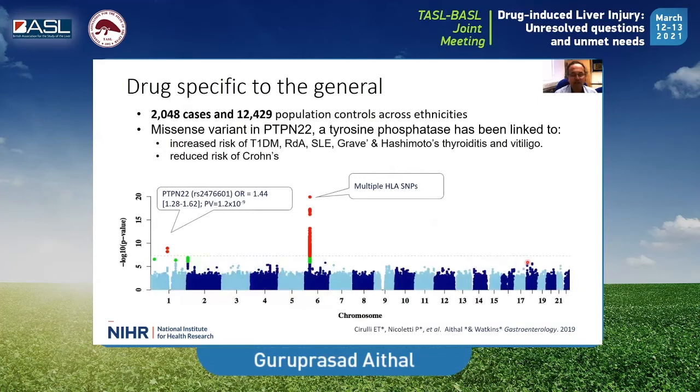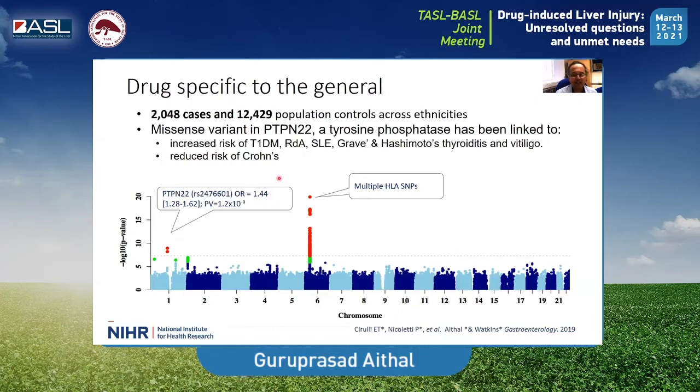Finally, the most recent study, which involved the largest number of cases of DILI, a collaboration between European and US-based researchers, had over 2,000 cases and over 12,000 population-based controls. For the first time, we picked up non-HLA related signals: a polymorphism in a gene called PTPN22, with an odds ratio of 1.44.